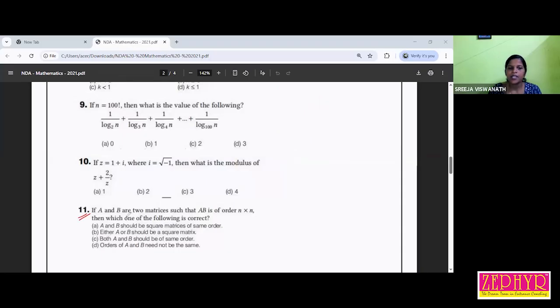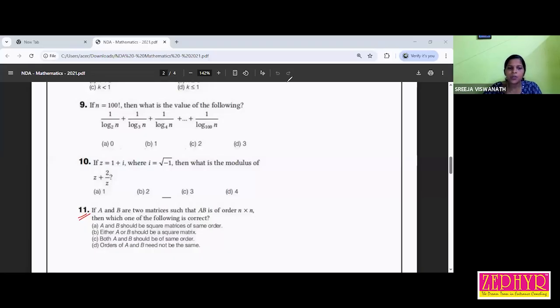Now question number 11. If A and B are two matrices such that AB is of order n by n, then which of the following is correct? A and B are two matrices, AB is of order n by n. Which of the following is correct?